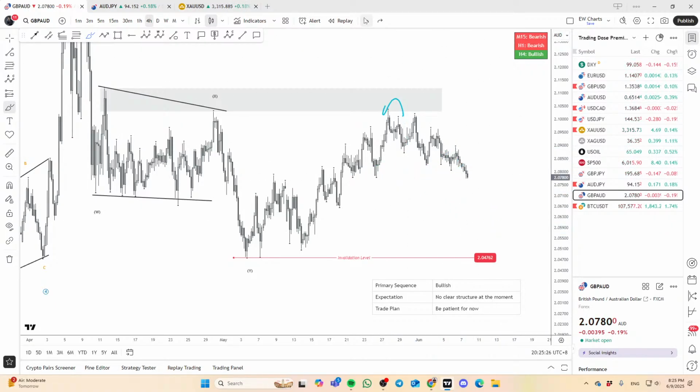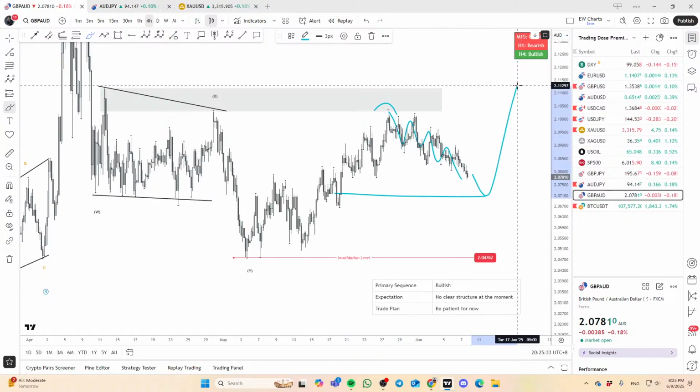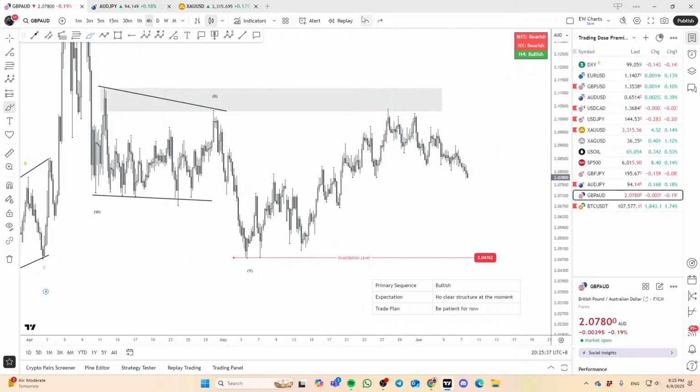But because this reaction here is so corrective, it opens up the possibility where this can also bounce back up. And that's the reason why I think right now is not the clearest, and therefore we just skip. Okay, nothing much on the pound Aussie side for me.